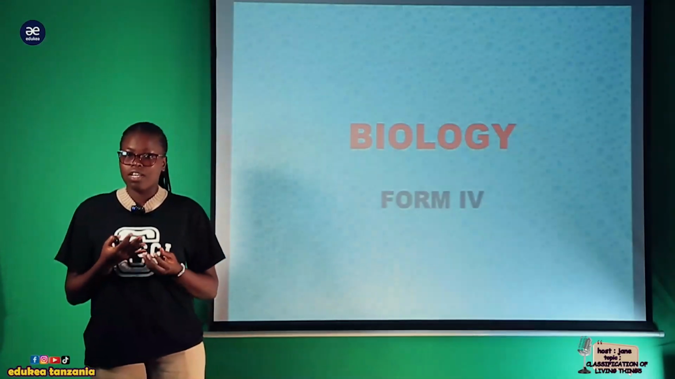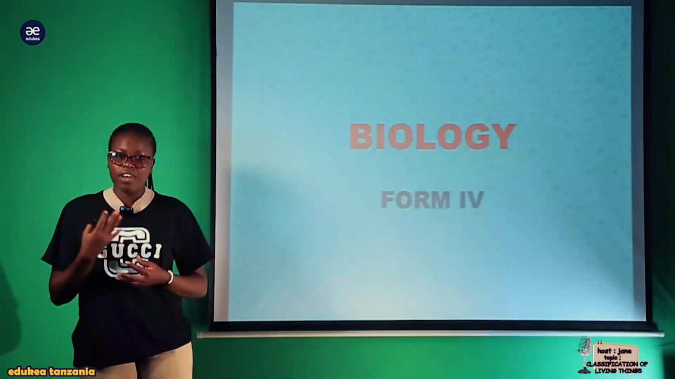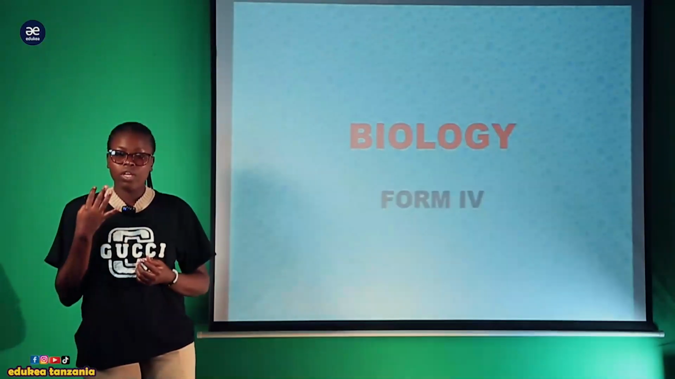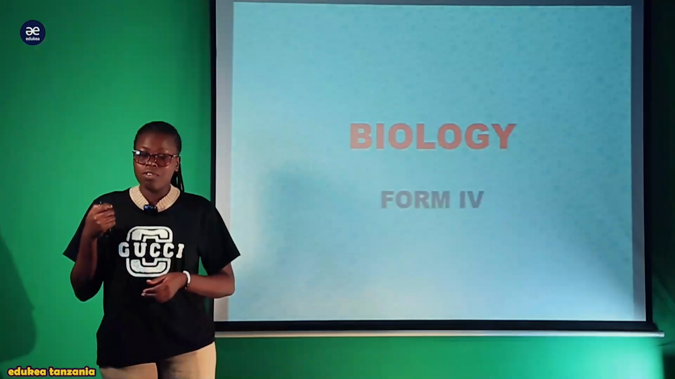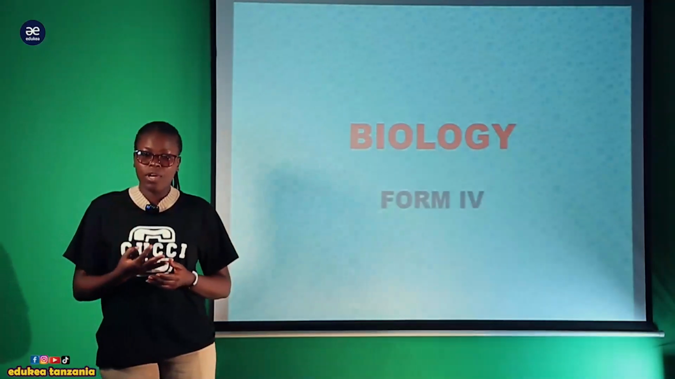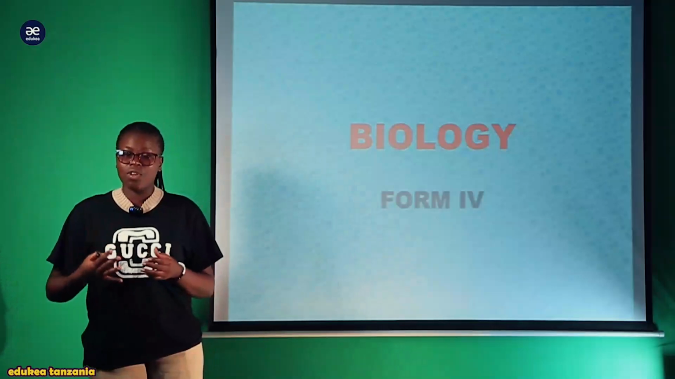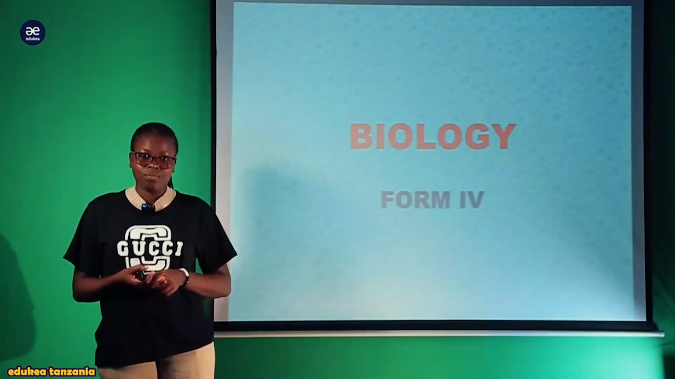We are currently proceeding with our topic on the classification of living things, where we have already covered different phyla of the Kingdom Animalia. When you were in Form 1, you discussed the topic of classification, also in Form 2 and Form 3. Now we are discussing the topic of classification. You'll continue discussing it even in your advanced level and also at university.